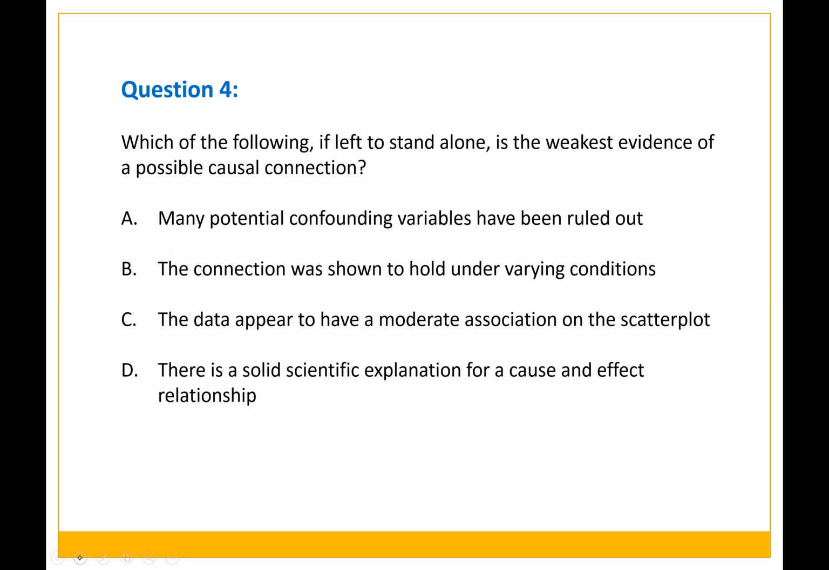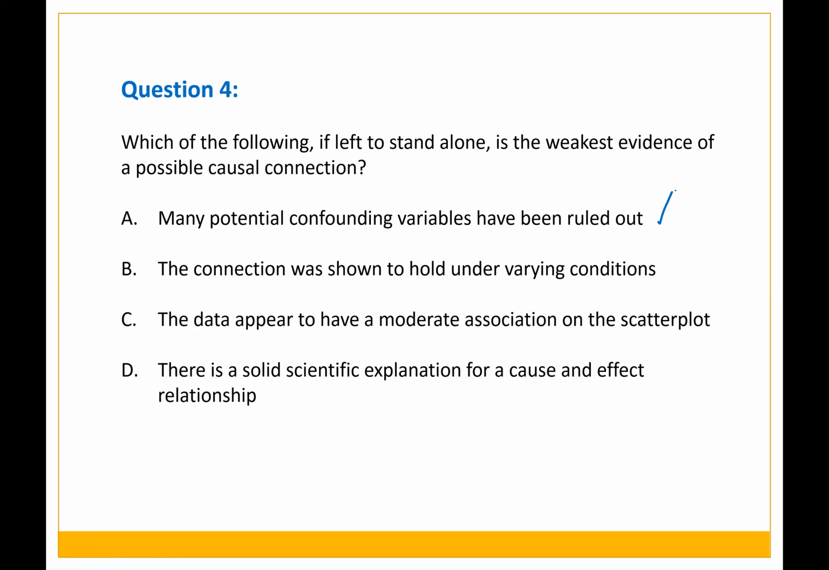Then we have question 4. Again, stop it if you want to work on it alone. Which of the following, if left to stand alone, is the weakest evidence of a possible causal connection? So let's read what we have. A, many potential confounding variables have been ruled out. So it's good evidence that there's a causal connection because we make sure that any alternative explanations have been excluded. So this one is strong evidence.